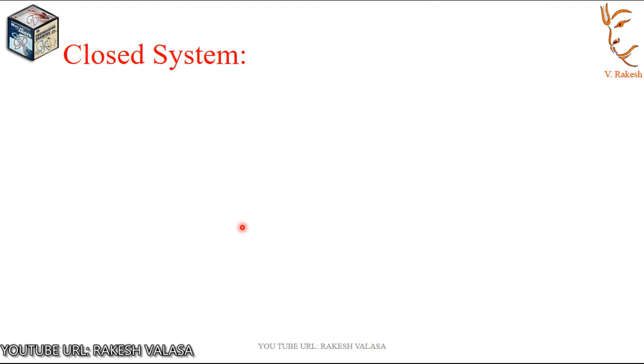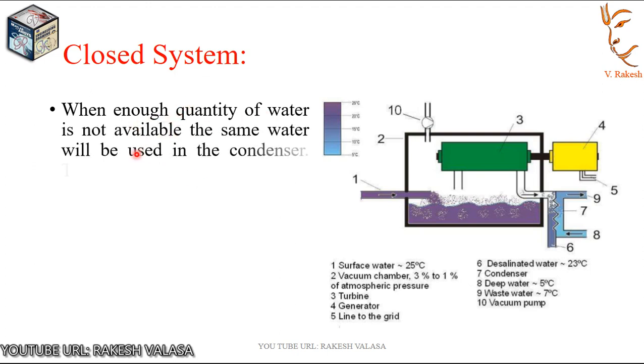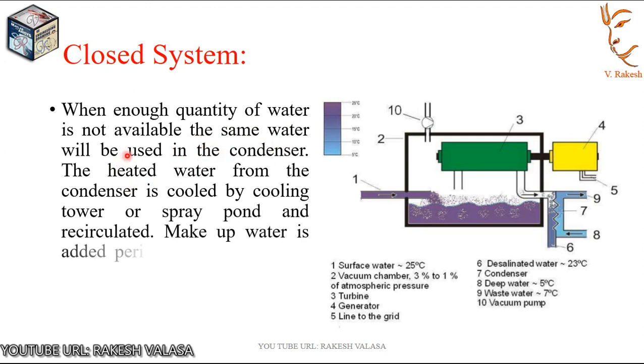Now see the closed system. When enough quantity of water is not available, the same water will be used in the condenser. The heated water from the condenser is cooled by a cooling tower or spray pond and recirculated. Makeup water is added periodically to cover the water or steam losses. 2 to 5% losses will take place, and it can be compensated by external arrangement from the river or lake. It is known as a closed system.